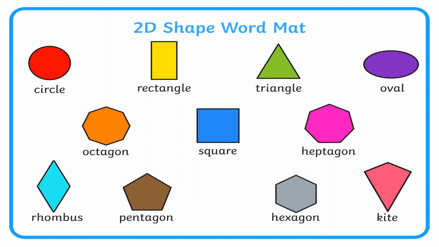Here is a word map with lots of 2D shapes. Some of these 2D shapes may be very familiar to you. Some of these 2D shapes may not be so familiar to you. Pause the video and have a discussion with somebody in your house about which 2D shapes you already know of and what you know about these 2D shapes.